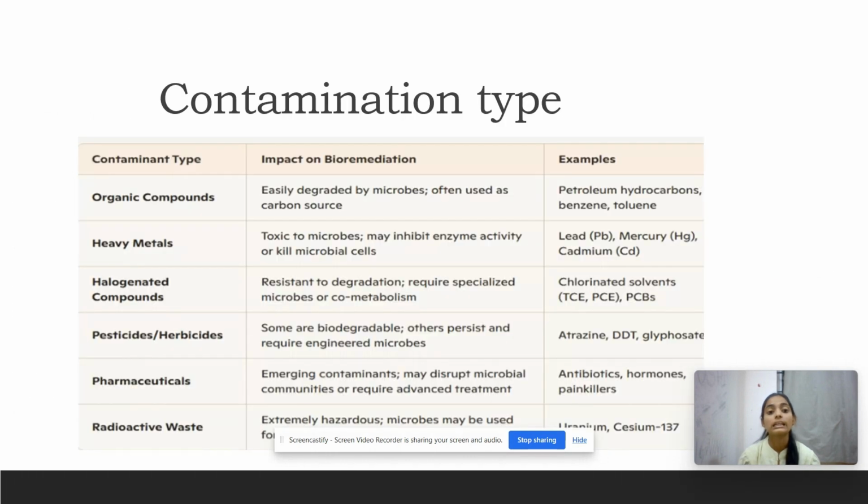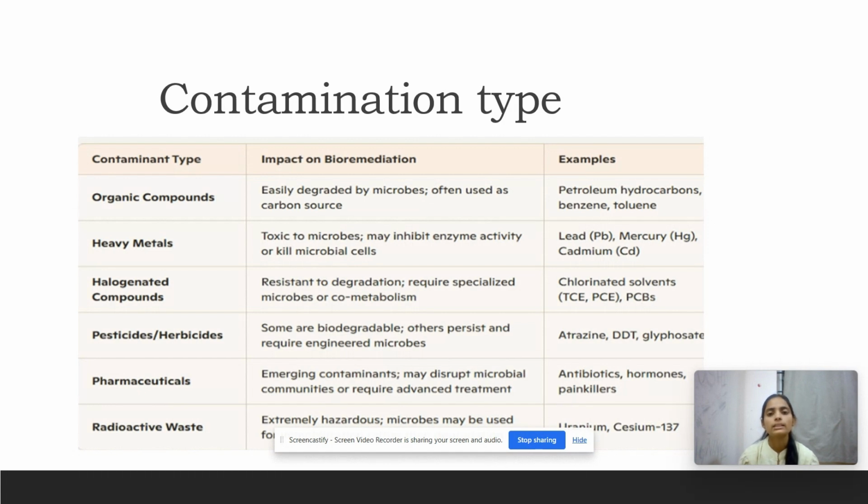Now we will see contamination types. There are different contamination types in soil and water that impact bioremediation. We are going to see different contaminants, the impact they cause, and also examples of the contaminants. First, organic compounds. If the contaminated soil or water contains organic compounds, they can be easily biodegraded by microbes, and microbes also use them as a carbon source. So it is useful and easy for the bioremediation process. The examples are petroleum hydrocarbons, benzene, and toluene.